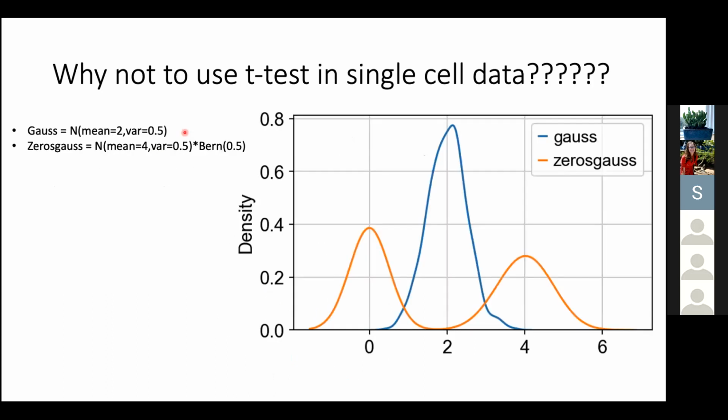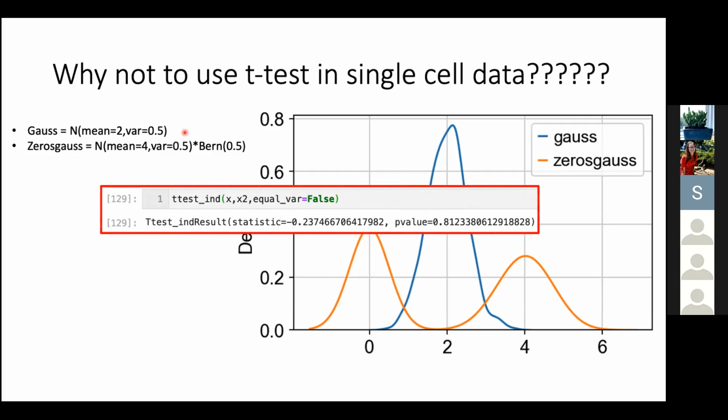Why not to use t-tests in single cell data? And today I'm going to pick on people in the audience. Kat, what's going on? Again, are these two distributions different? No, they're not. The t-test says that they are not different, with a p-value of 0.8.